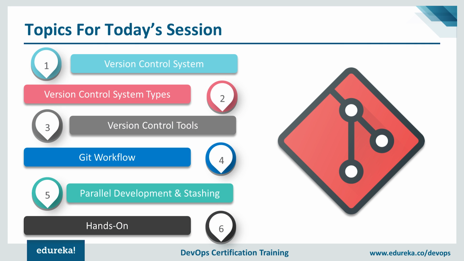So first, let's look into all the topics that we're going to cover in today's session. We'll start by understanding why we need version control and then get into what exactly version control is. After that, I'll tell you the different types of version control systems and then discuss the tools. After discussing the tools, I'll tell you why Git wins over the other top tools in the market and then I'll tell you what exactly Git is with its workflow.